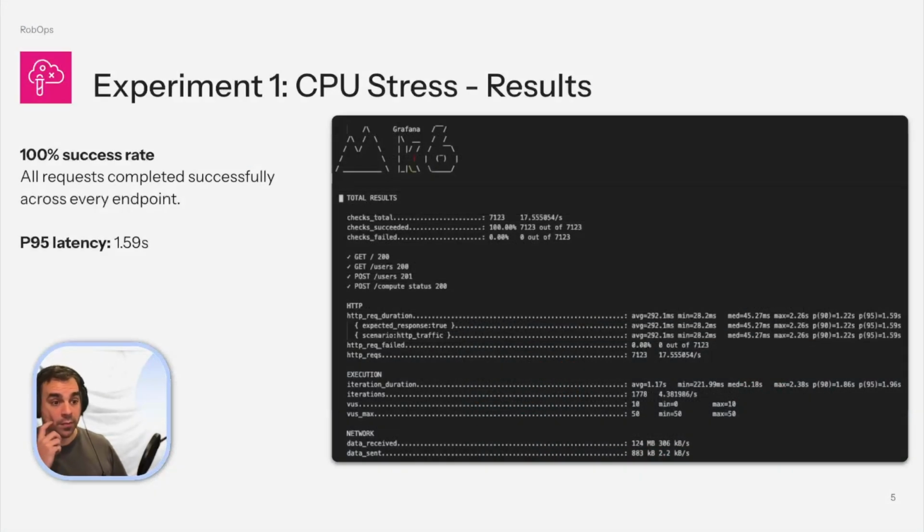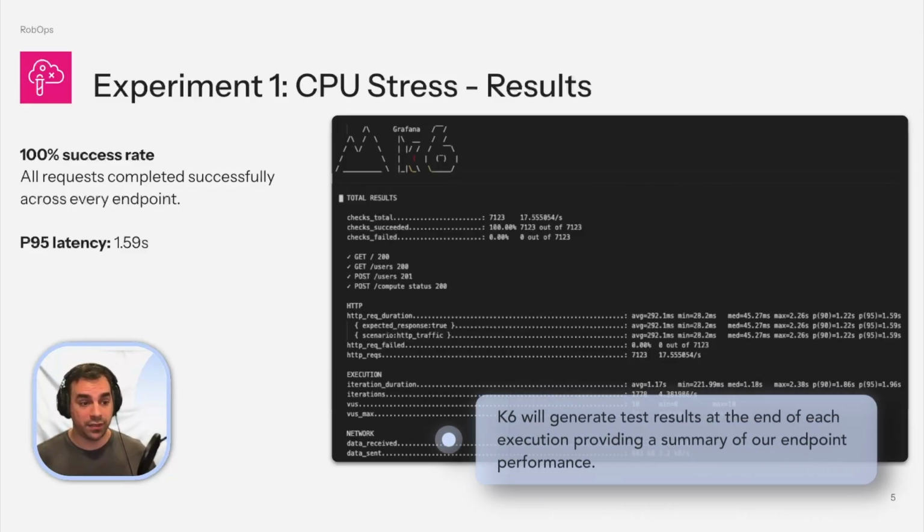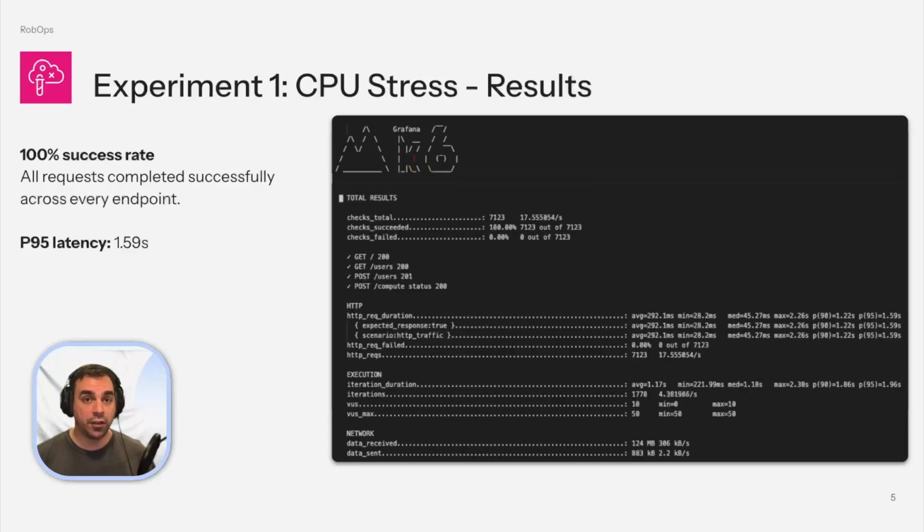All right, and that wraps up experiment 1. As we can see, the cluster performed actually quite well. We had a 100% success rate with a P95 latency of 1.59 seconds. As you can see in the K6 results below, we had about 17.5 requests per second and 100% of the checks succeeded. This means our cluster performed pretty well. We do have a horizontal pod autoscaler that will scale out to a maximum of 10 pods to support the CPU pressure. And so as we can see, the cluster performed as expected and we supported 100% of the load.